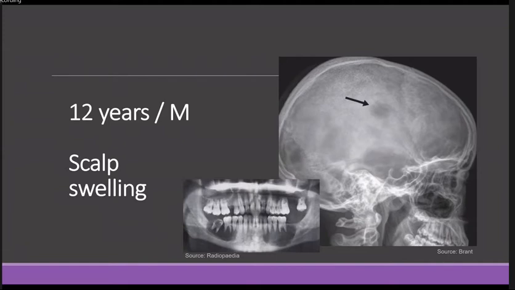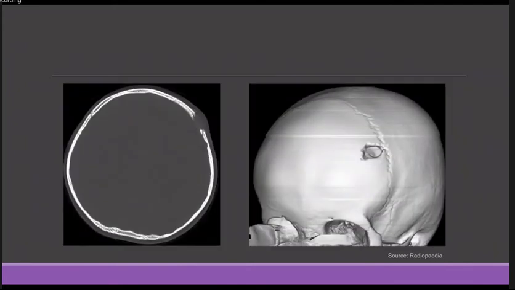Here we can also see that there is a mandibular involvement, which may lead to a floating tooth appearance due to destruction of the underlying alveolar bone. Here are CT images, an axial CT bone window, and 3D reconstruction. And here we can better appreciate the more extensive involvement of the outer table of the calvarium, which leads to the beveled edge appearance.